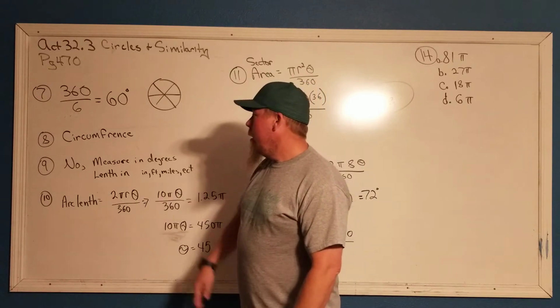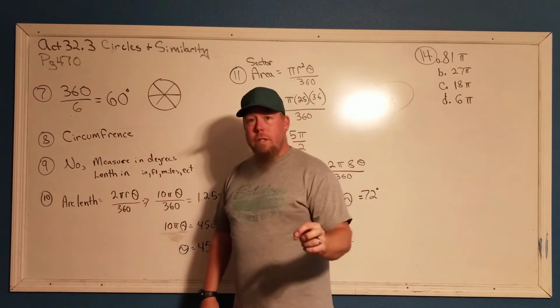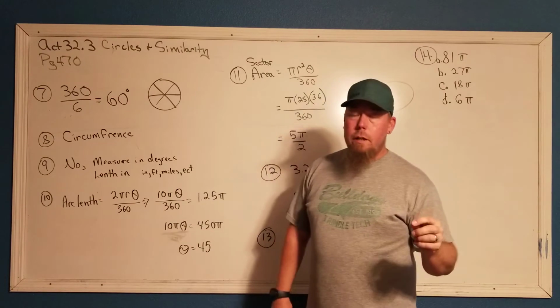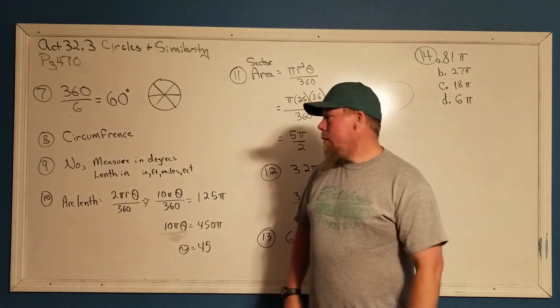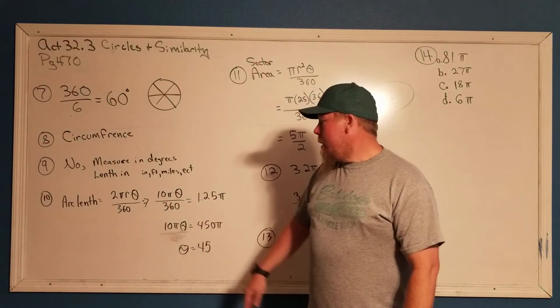Number 9, they want you to differentiate between an arc measure versus an arc length. Arc measure is talking about the degrees. Arc length would be in feet or miles or whatever. So there are differences there. Number 10.